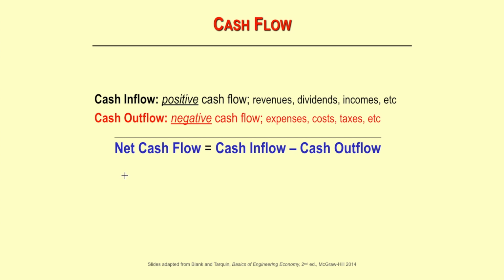So if you have a positive net cash flow, that means you have more cash flowing in rather than flowing out. Your cash inflow is bigger than your cash outflow. And conversely, if you have a negative net cash flow, that means you have a bigger cash outflow rather than cash inflow. So you have more money going out of the system rather than coming into the system.